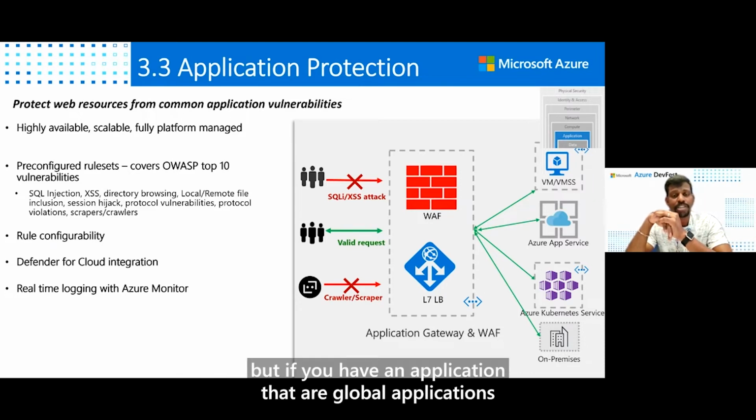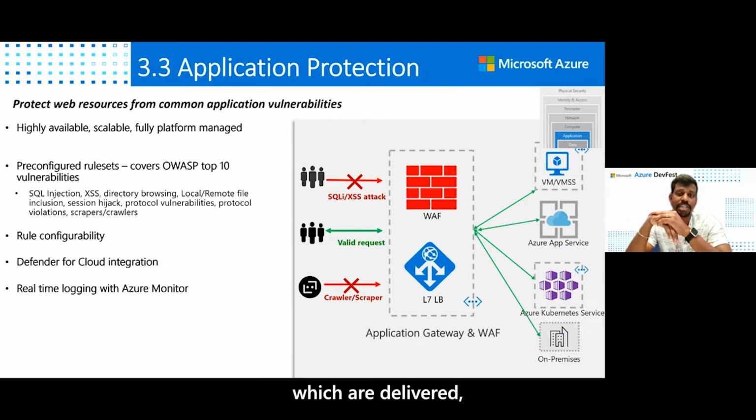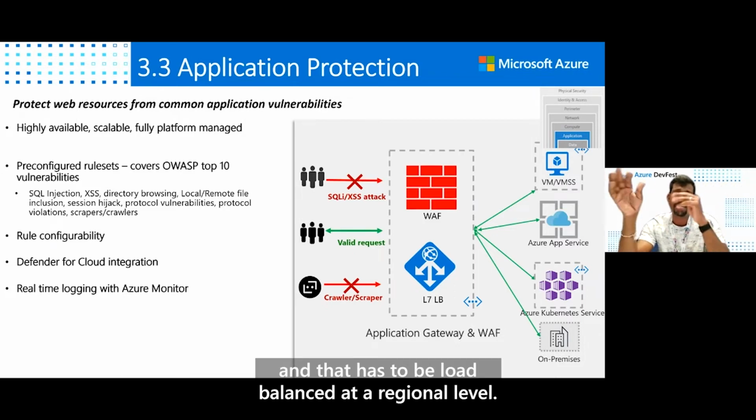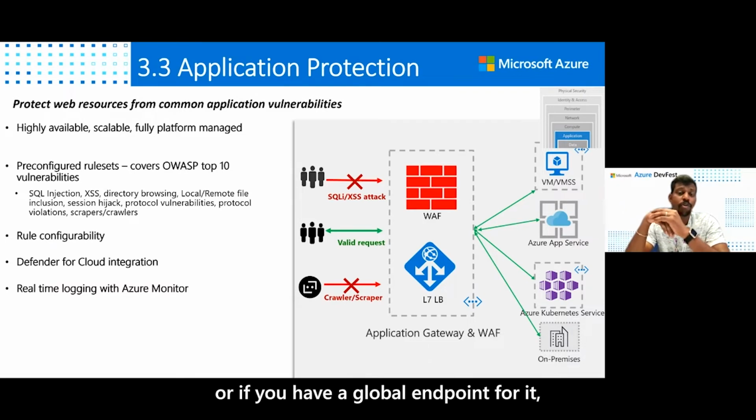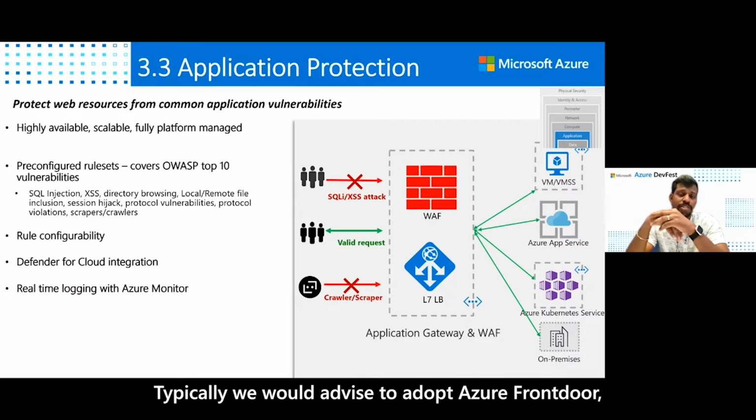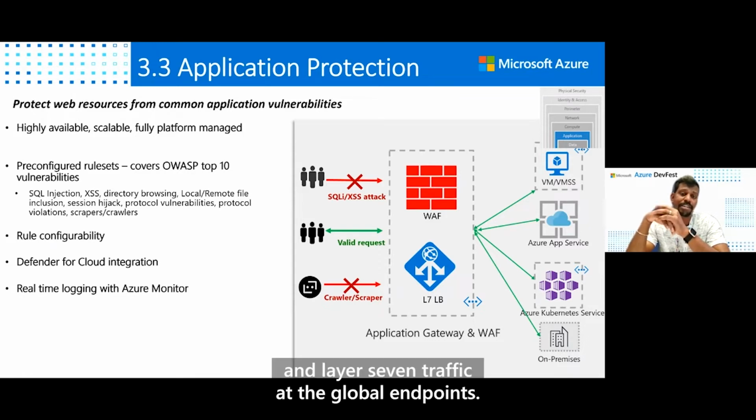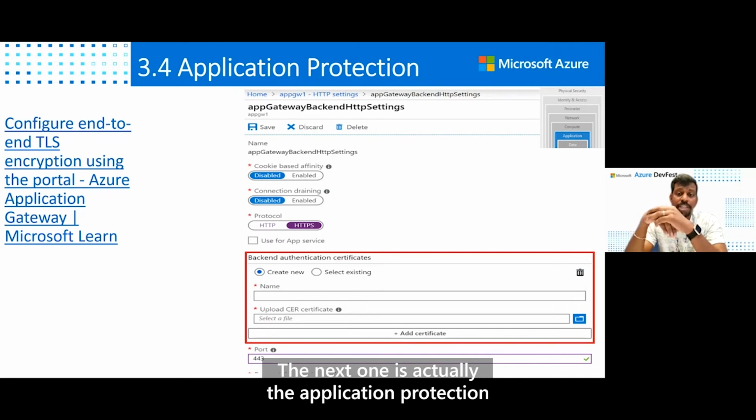But if you have global applications which are accessed from different regions, and that has to be load balanced at a regional level, and if you have a global endpoint for it, then that's the case where we would typically advise you to adopt Azure Front Door, because that's going to control your HTTP or layer 7 traffic at the global network level, for global endpoints.